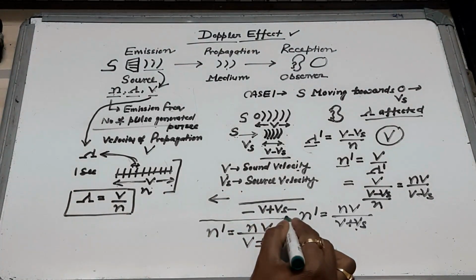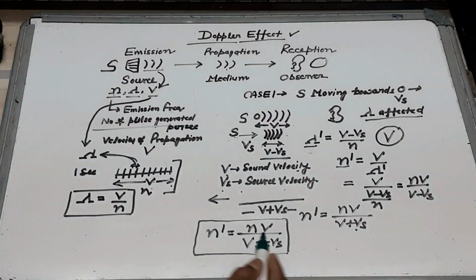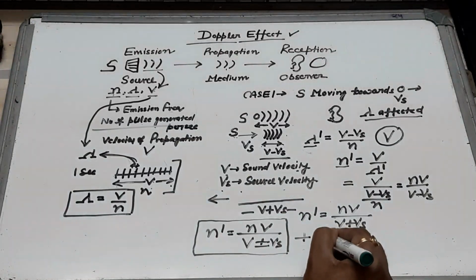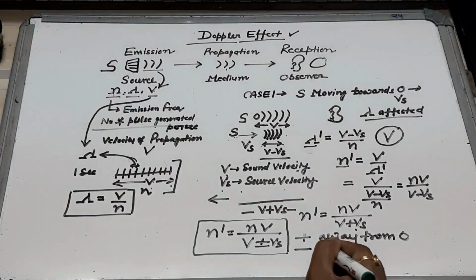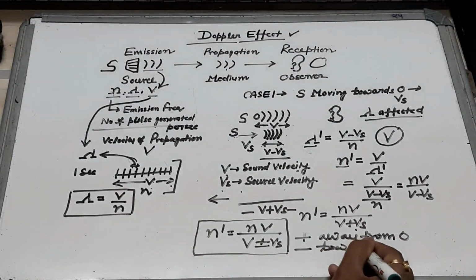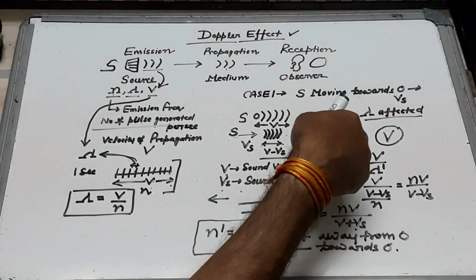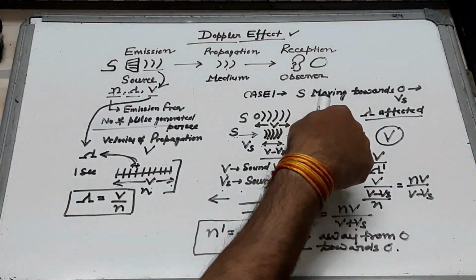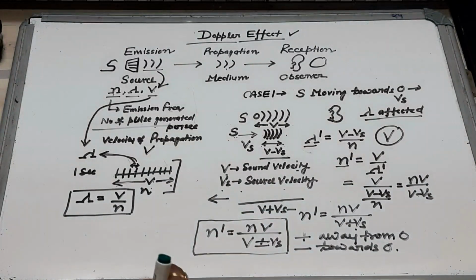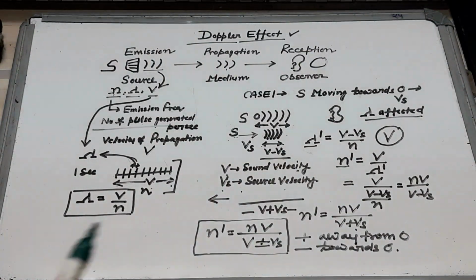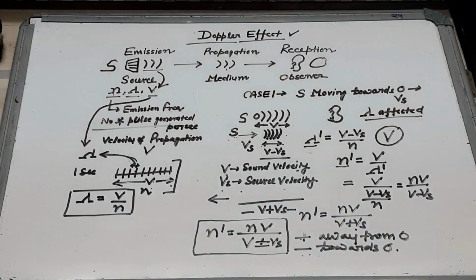This is the formula when source moves towards the observer or away from the observer. Plus sign indicates away from observer, away from O, and minus sign represents towards O. So the key point we have to remember: when source moves, wavelength distorts. Due to wavelength distortion, frequency is changed, and that frequency is nv by v plus minus vs, where v is the sound velocity, vs is the source velocity. And the sign convention: plus means away from the observer, minus means towards the observer.